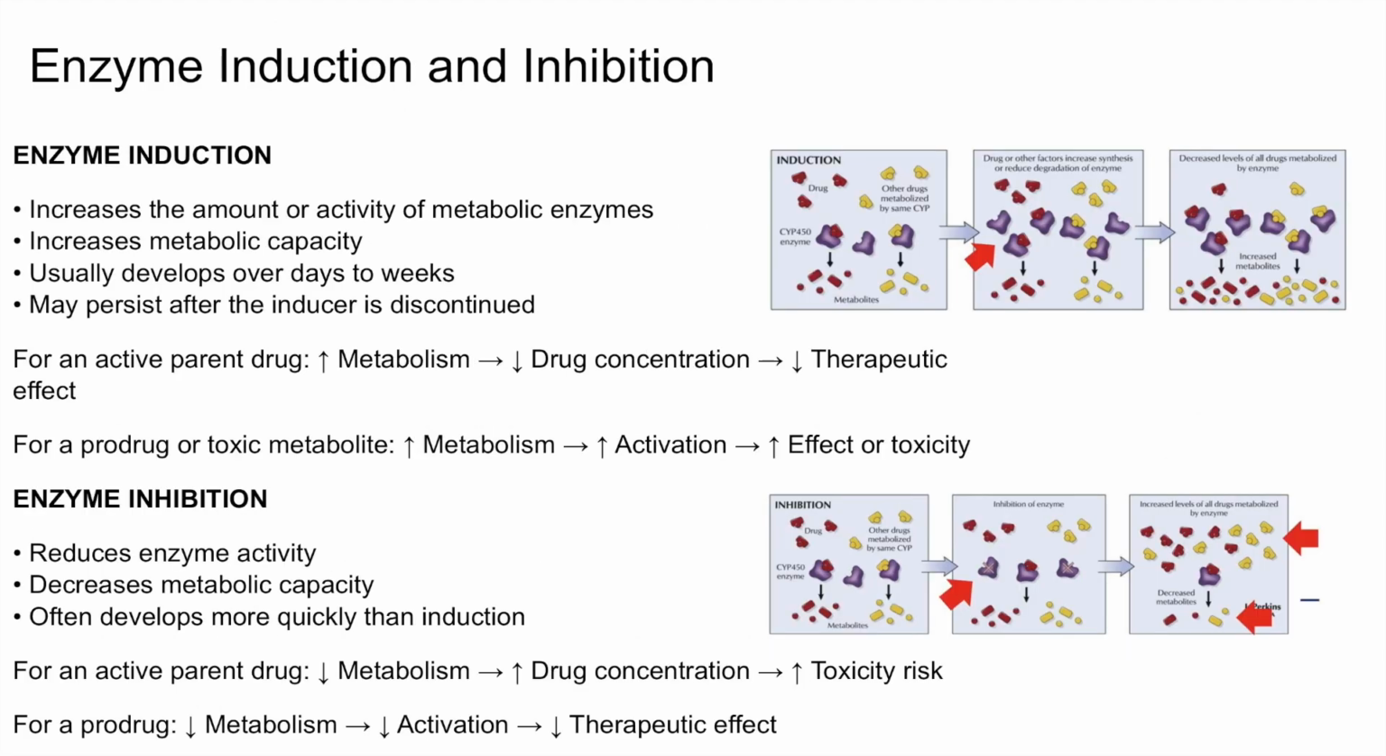Enzyme induction increases the amount or activity of metabolic enzymes. Because new enzyme synthesis is often required, induction typically develops over days to weeks and may persist after the inducer is stopped. For an active parent drug, induction usually increases metabolism, lowers drug concentration, and can cause therapeutic failure. For a prodrug, induction may increase formation of the active metabolite, increasing either benefit or toxicity. It may also increase production of toxic metabolites.